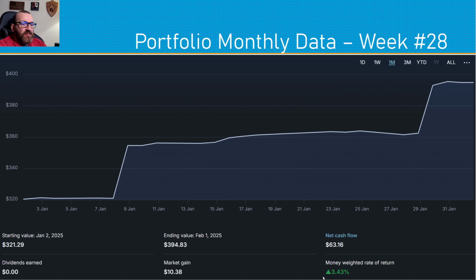We have a money-weighted rate of return of 3.43%. We have a market gain of $10.38, which is kind of a lot in a month. And we have our dividend earned of $0. So this is our monthly data for week 28 from January 2nd to February 1st.